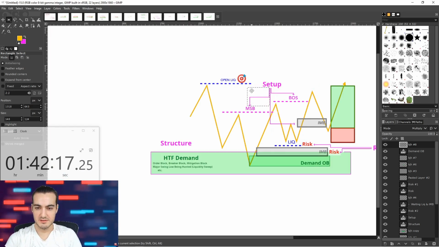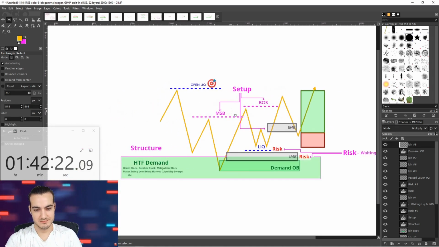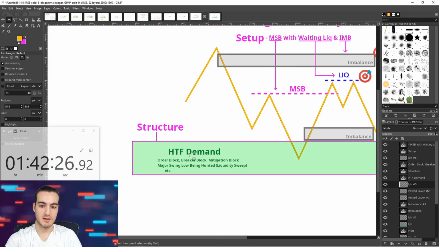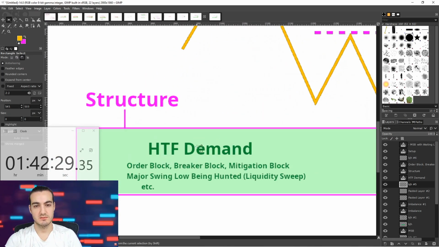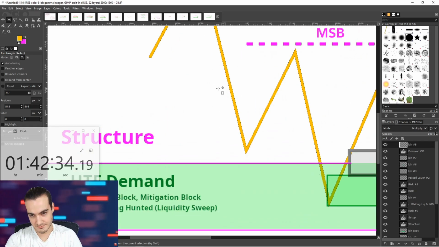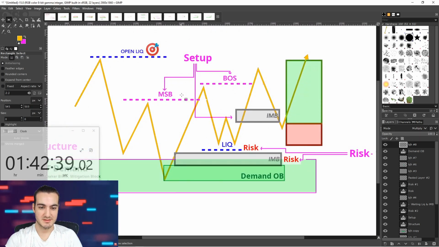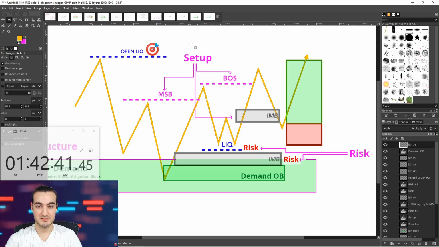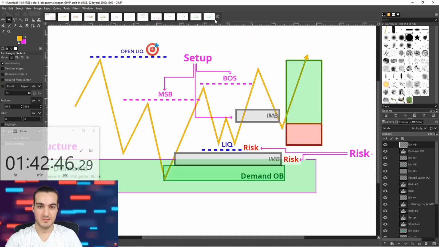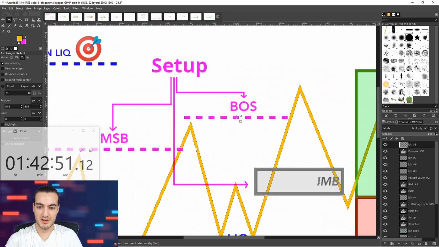Okay, I think I'm ready to walk through case 3. Now, just like in case 2, we start off with a high time frame demand zone. That could be any of the things I mentioned before. But what makes this one different is how price unfolds after it hits the demand zone. So we have a market structure break, followed by a break of structure.